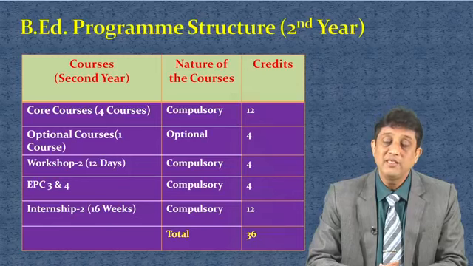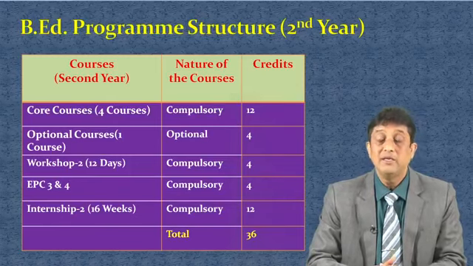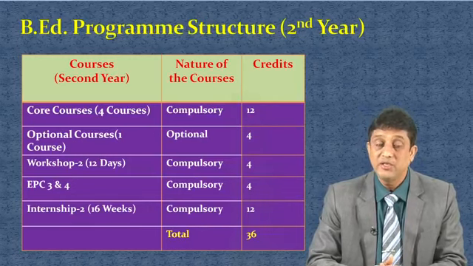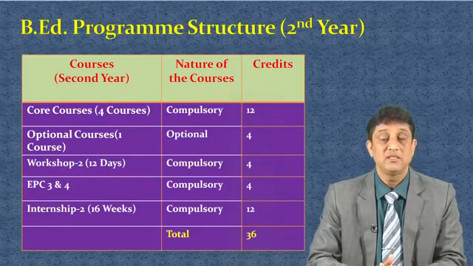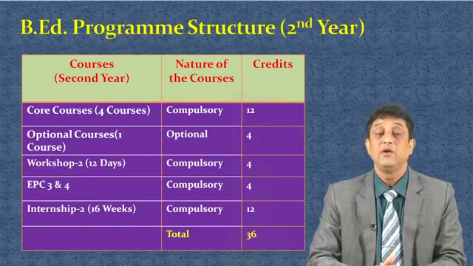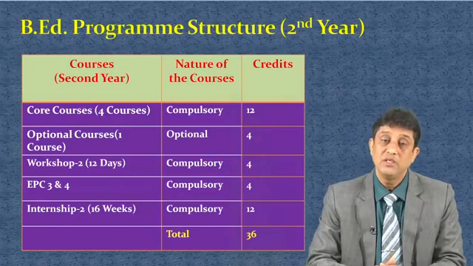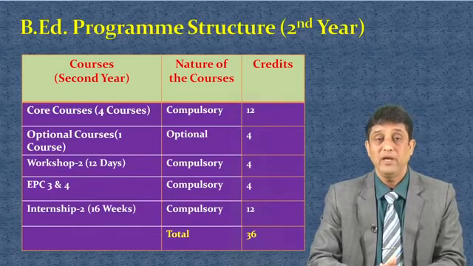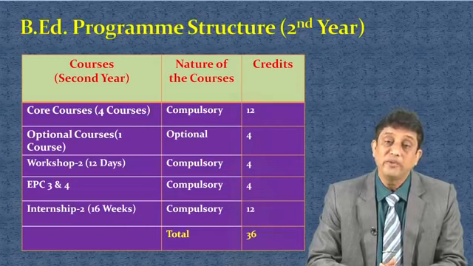As I have already said, in the second year of this B.Ed program, the learners have to study again 36 credits. The total credit is 72: 36 credits in the first year and 36 credits in the second year. In the second year, again they have to study 4 core courses which are compulsory in nature, and the total credit is 12. Then further they have to study 1 optional course.